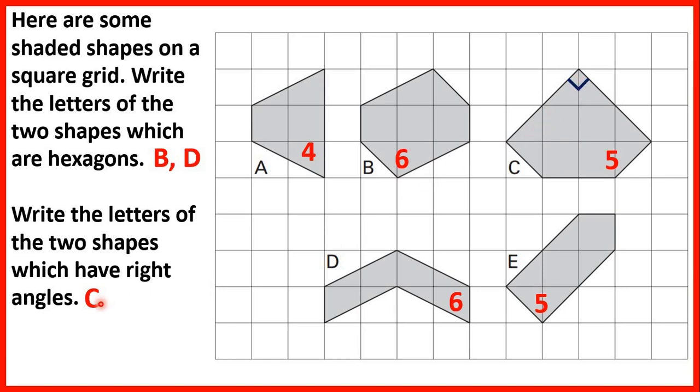So C is one of our shapes, but there's another shape which has a right angle as well. And this one, we can see clearly this angle here is a right angle, so shape E is our other shape which has a right angle.